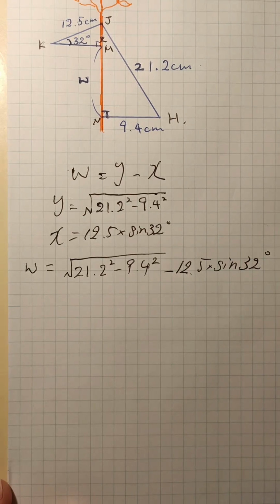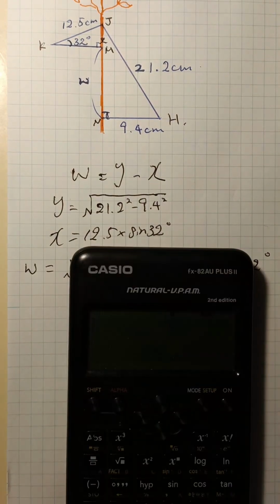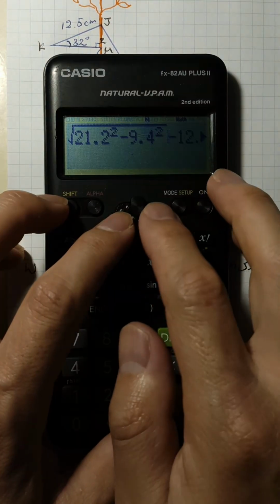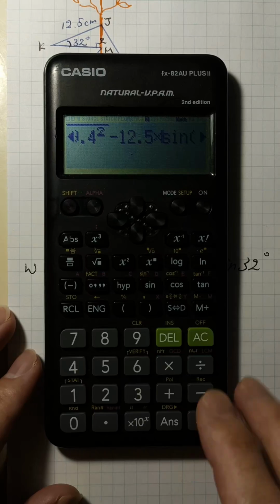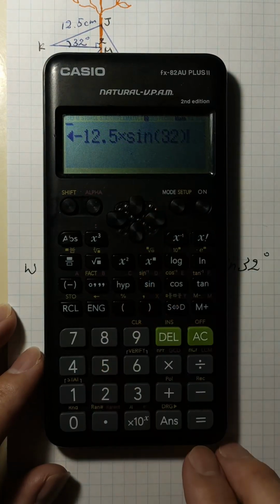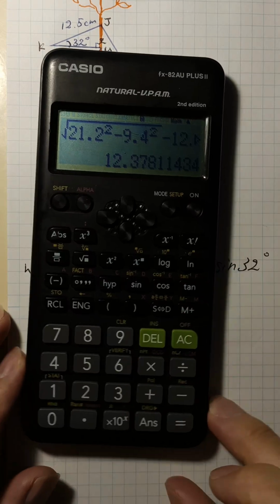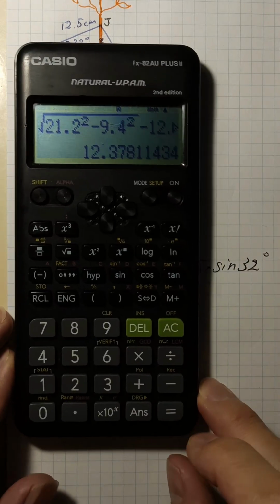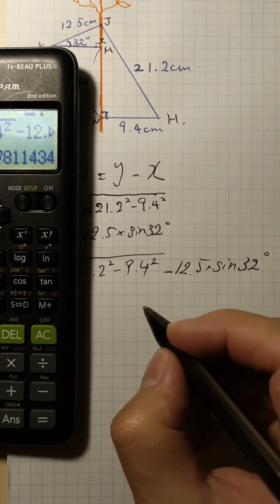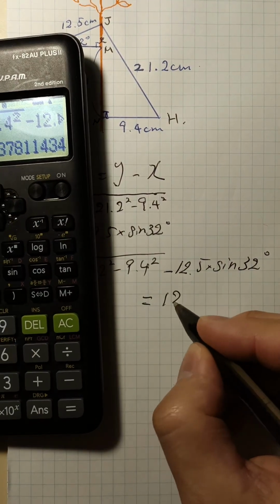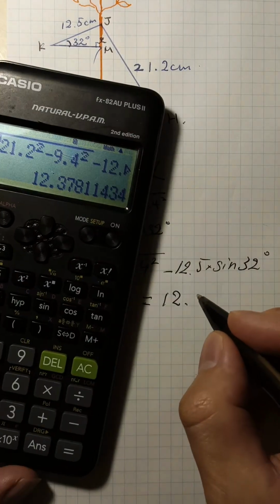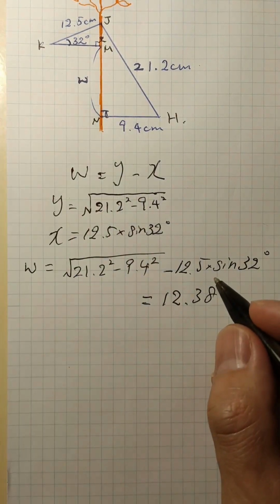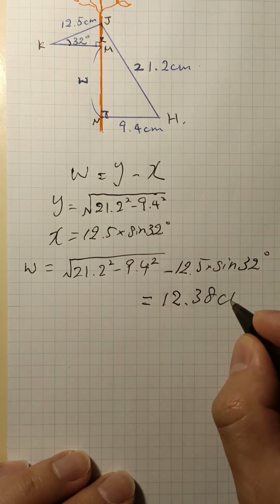I will type it in the calculator like this. Then if you press equal here, you can find the answer: 12.378 and so on. So I would say the answer is 12.38. Is that centimeter? Yeah, centimeter. This is the answer.